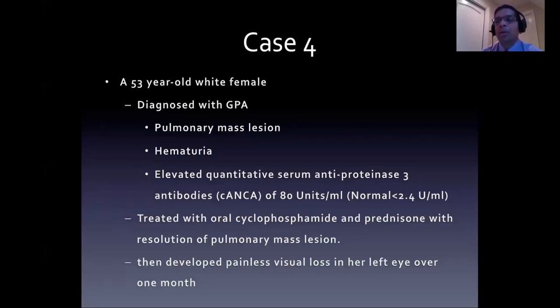Dr. Ron Smith, my old mentor, used to tell me that if you don't look at the conjunctiva as a uveitis specialist, it's like not doing a peripheral retinal examination with scleral depression as a retina specialist. So it's very, very essential in uveitis to look at the conjunctiva.